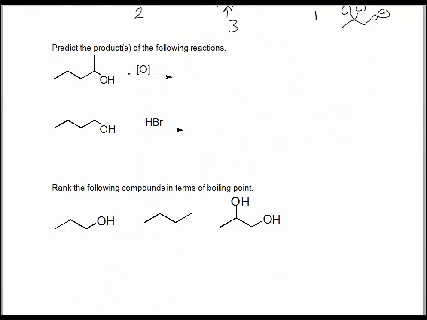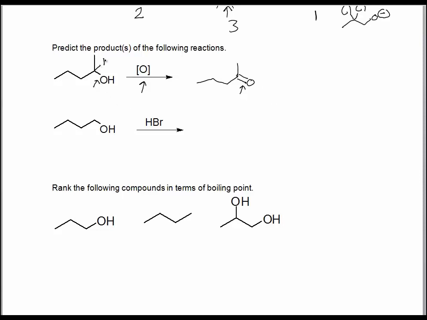Here's a couple reactions. We predict the product. This is a generic oxidation reaction. And so really what we're going to do is increase the number of CO bonds. And on this alcohol, the only way to do that is to turn it into a ketone. We have 2 CO bonds now as opposed to 1.